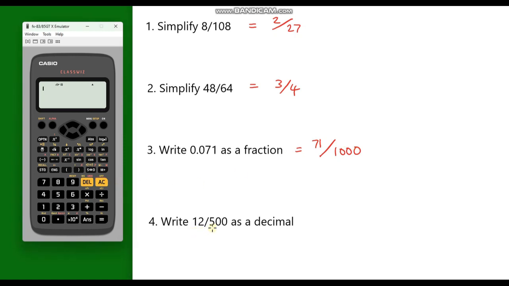And now the last one. So write 12 over 500 as a decimal. So if we press our fraction button, so 12, go down, 500, press equals. So it's simplified it. So if we wanted to simplify our fraction, we've done that. And now to convert it to a decimal, we just press the SD button. So press that and we get 0.024. So a nice quick trick to convert between fractions and decimals and to simplify fractions.